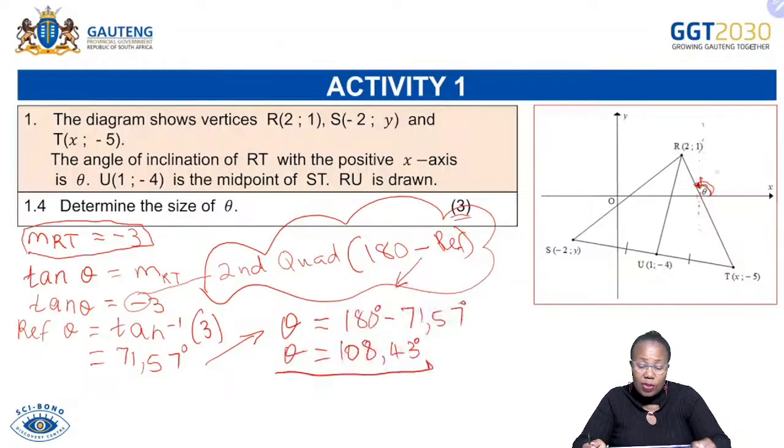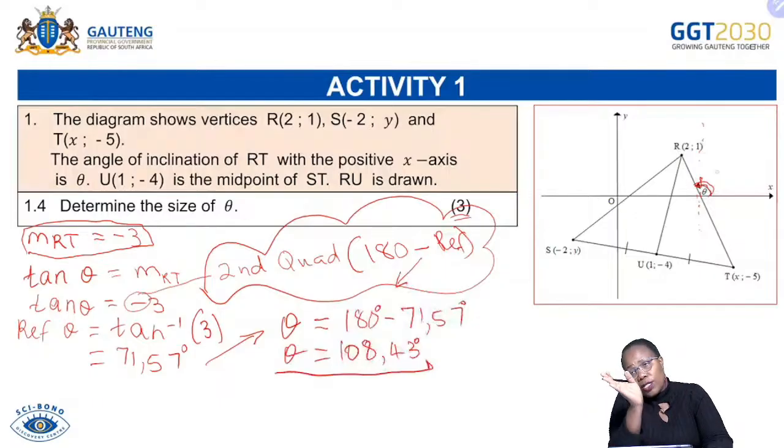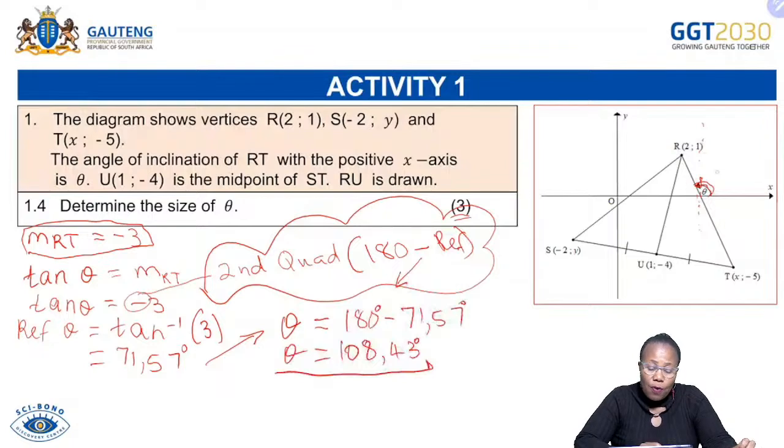So grade 12, that is our theta value, which is more than 90 degrees. As you can also see, your line is slanted this side. If it was less than 90, it would be on the other side. And then it's 1 mark for showing the gradient substitution in the inclination formula, the 2nd mark for the reference angle, and the 3rd mark for your actual angle value then.